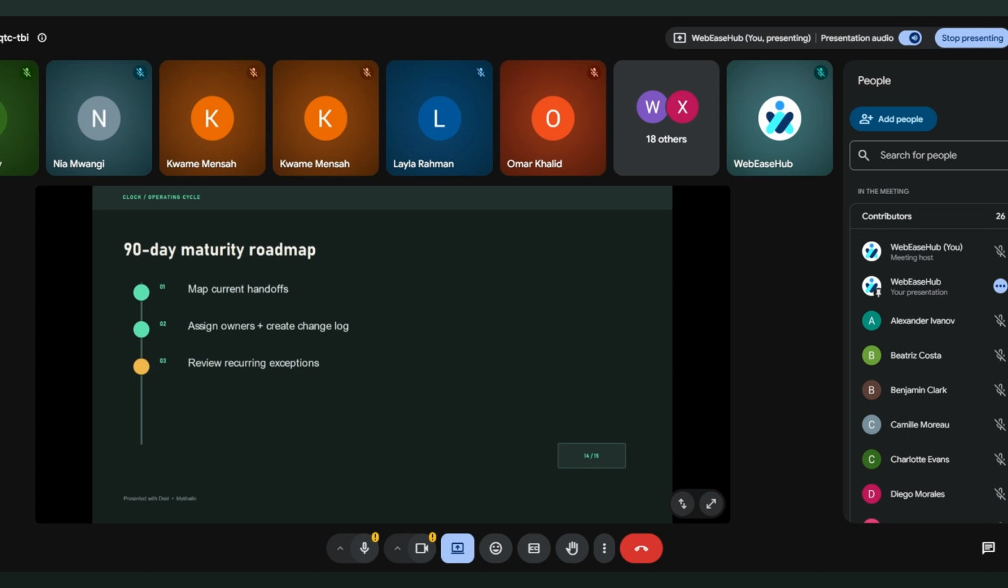Publish the exception path. Let managers, finance partners, payroll, and people ops know what happens when a request arrives late or incomplete. A clear, "not this cycle without review," is often more useful than an unclear, "we'll see."